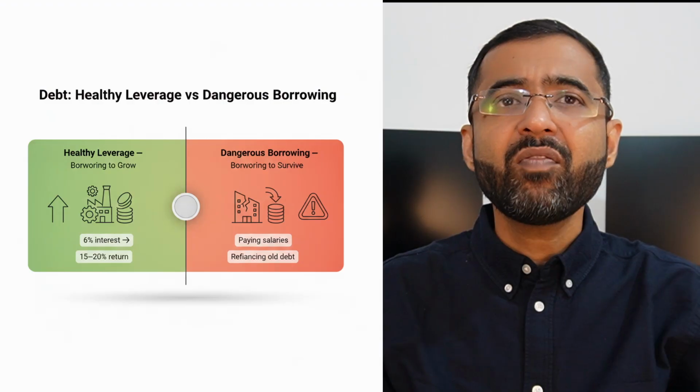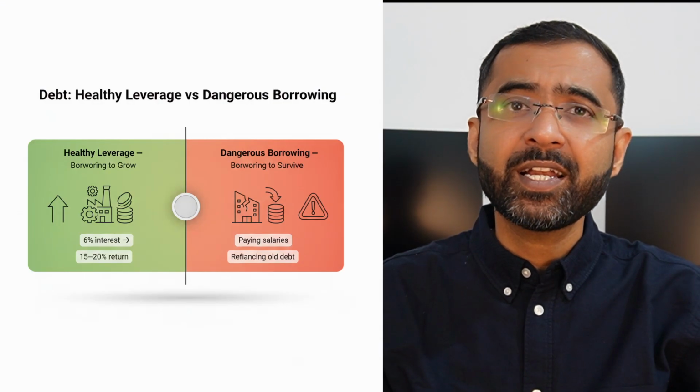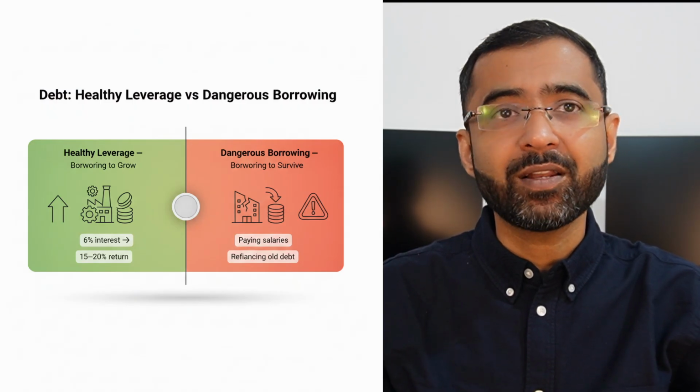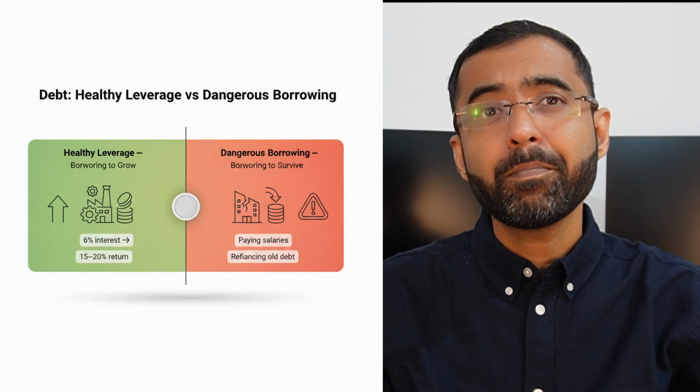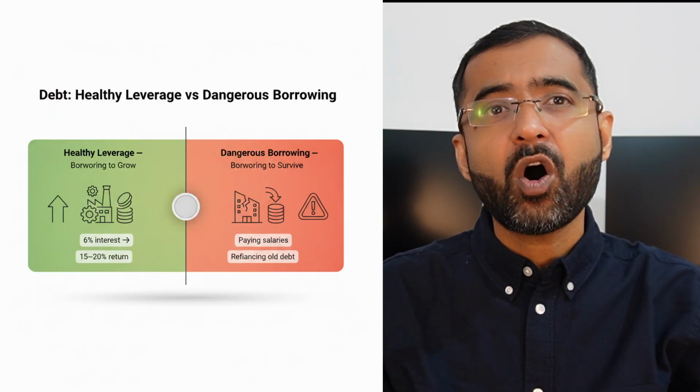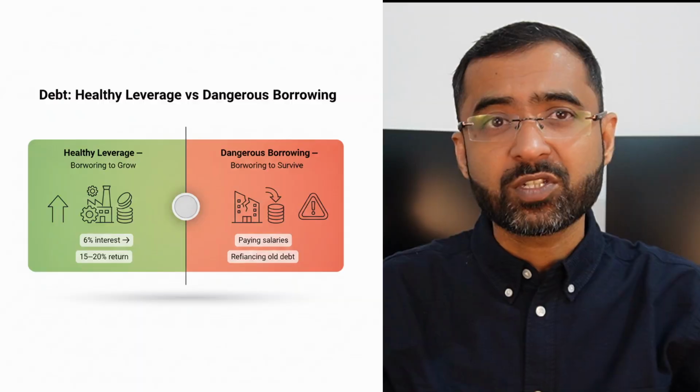Think about this. If a company borrows money at 6% interest rate but earns 15 to 20% on that capital, debt becomes a growth engine. But if a company borrows money just to survive, pay salaries, or refinance old loans, that's when debt turns dangerous.